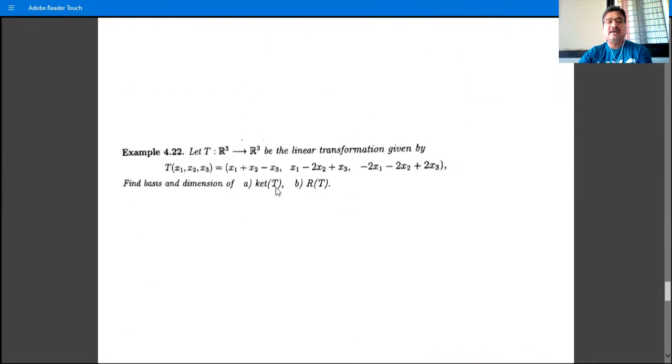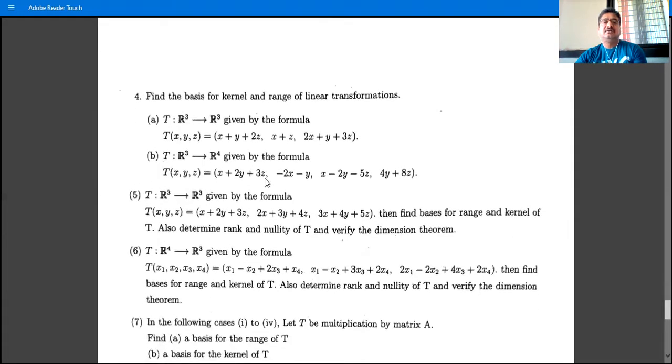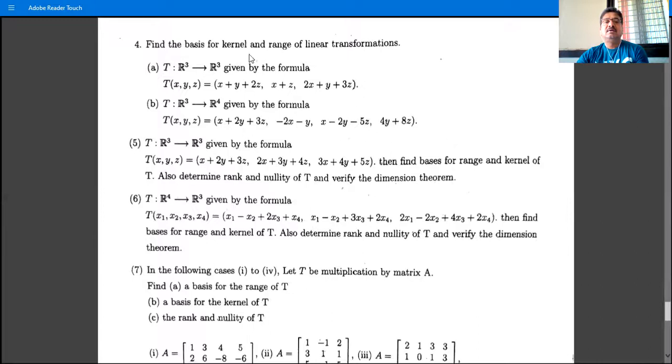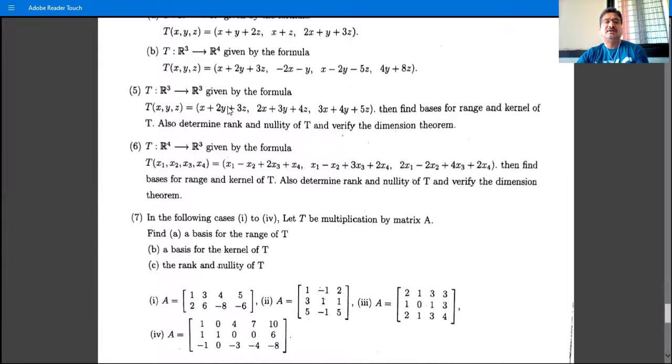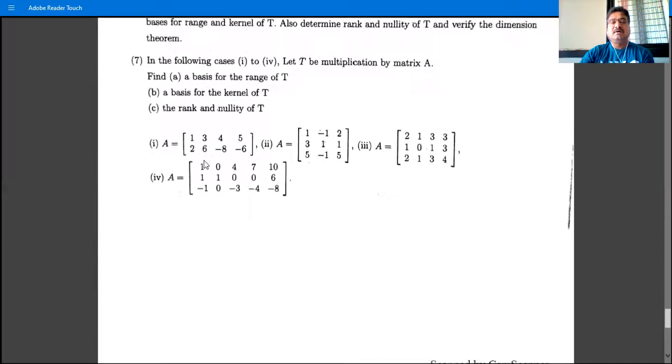So find the basis and dimension of the kernel of T. This is again R3 to R3. So find the standard matrix and then find the basis and dimension of the kernel of T. These are also examples for homework. Find the basis for the kernel and range of a linear transformation. Their definitions are given. Write the standard matrix and then find the basis for the range of T and the kernel of T. So these are the examples.